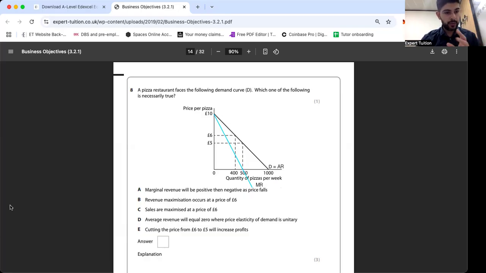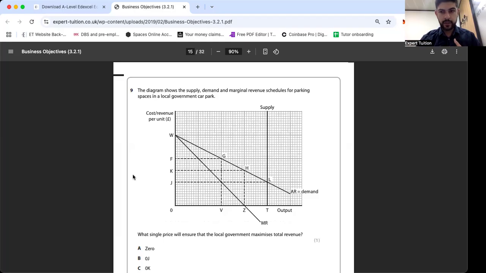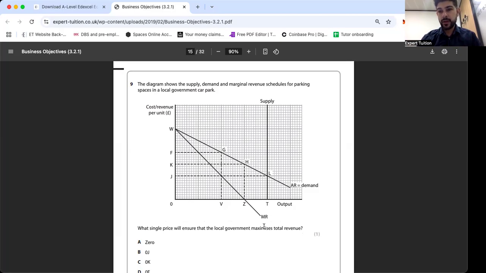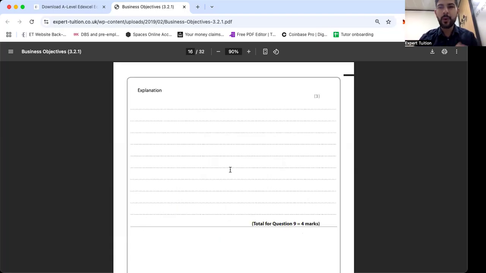Clear? Cool. Let's do just one or two more questions, because hopefully now this is a lot clearer as a topic. This is really straightforward. So for maximizing revenue, we know MR equals zero is the revenue maximizing level of output, Z. And what was the price? Go up to the AR curve, easy. So it's K. Anyways, we're above that level now.